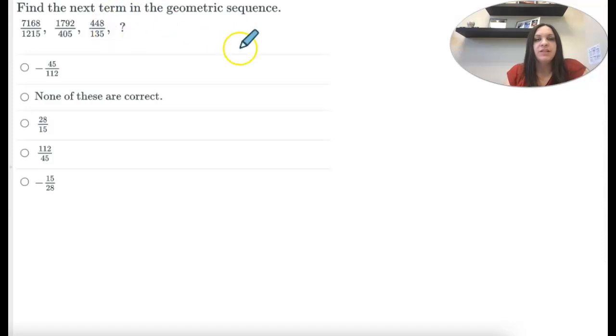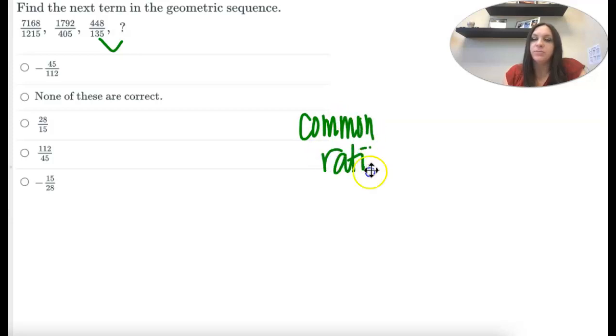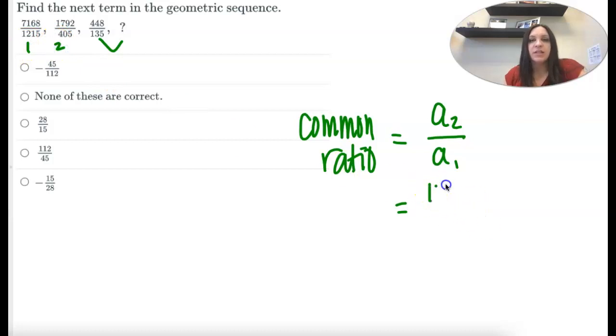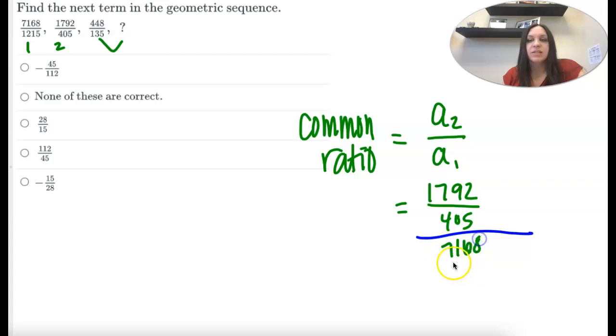This one, find the next term in the geometric sequence. This time we're not going to write the equation because we're only going one term over. But if you want to find the common ratio, which we do, we take the second term divided by the first term. So this is the first term, this is the second term. The second term is 1792 over 405, big fractions on this one, divided by the first term, 7168 over 1215.